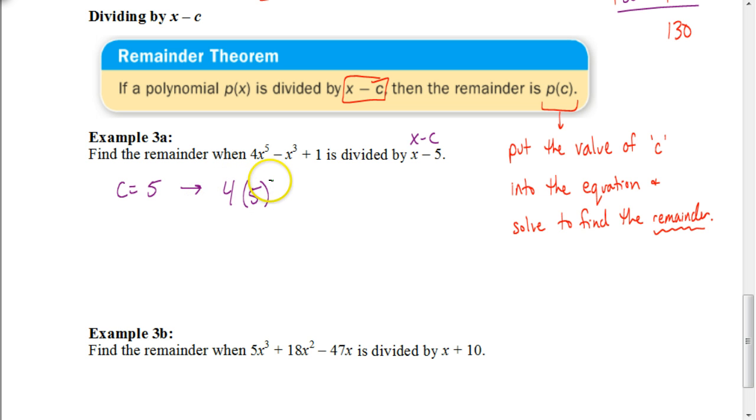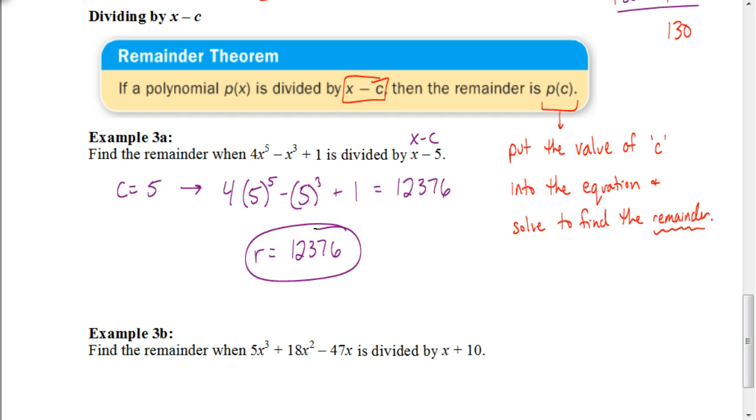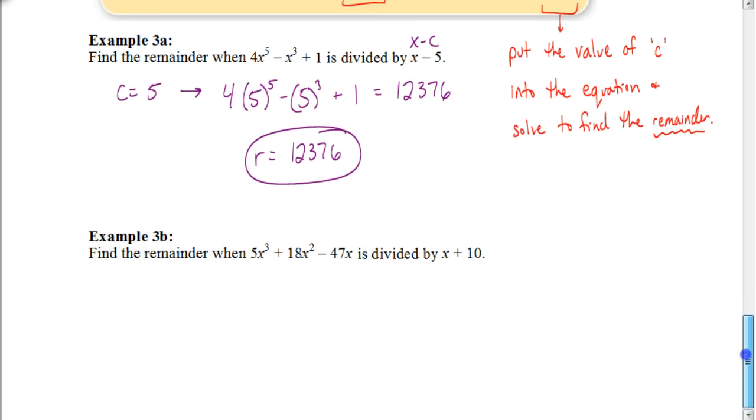to get 4 times 5 to the 5th power minus 5 cubed plus 1, I get as my answer 12,376. That means that this polynomial, when I divide them, I get a remainder of 12,376. And that's it.